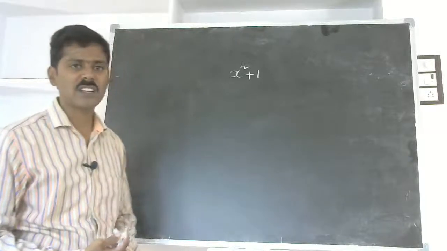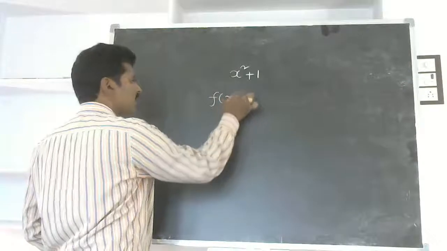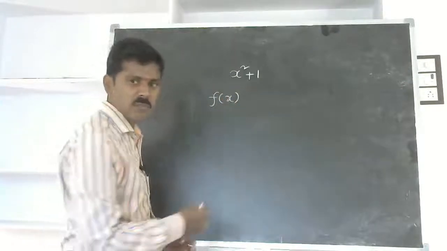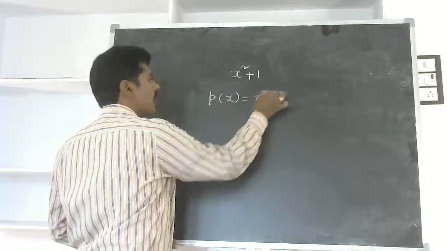Why they have mentioned no real zeros: once you observe, if I want to find the zeros, immediately what should we do? Let this equation be p of x or f of x. You can take any. P of x is equal to x square plus 1.